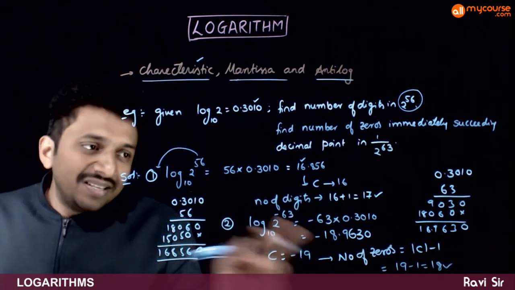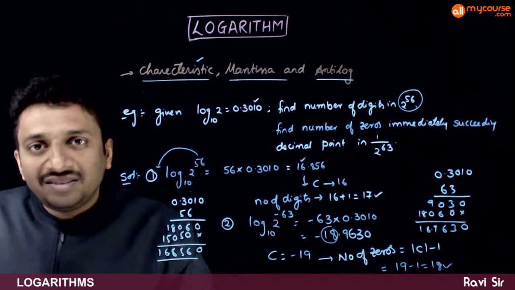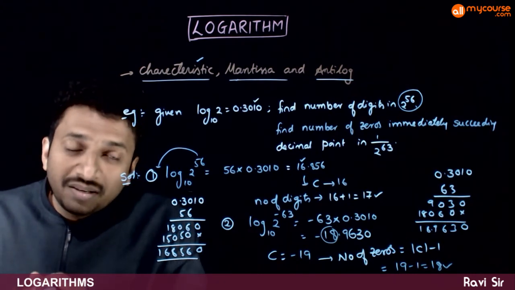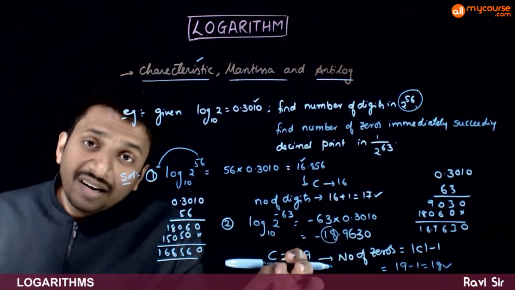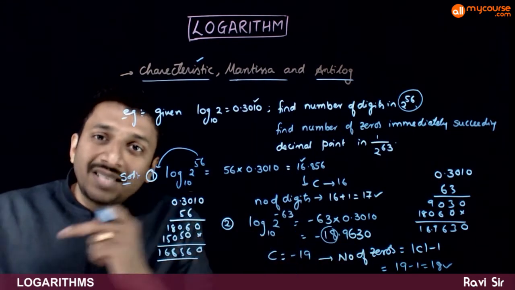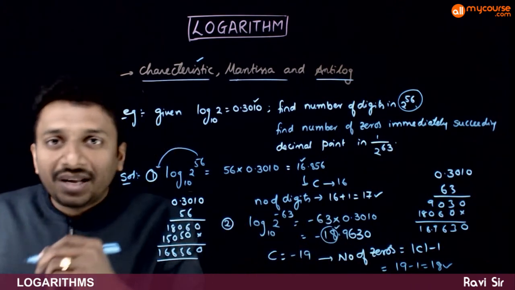So in another way, this is nothing but whatever number you get here, that will be the number of zeros immediately after the decimal point. So you can remember it as you want. So you can calculate the characteristic by taking the number before this number and then subtract 1 from that after taking the modulus, or you can directly report this number as the number of zeros.